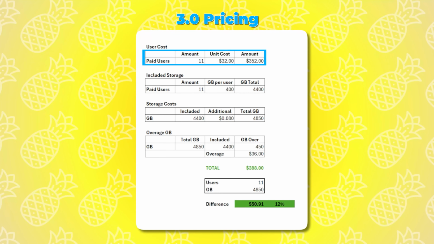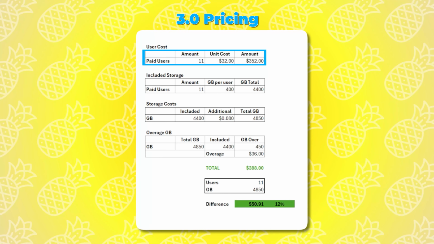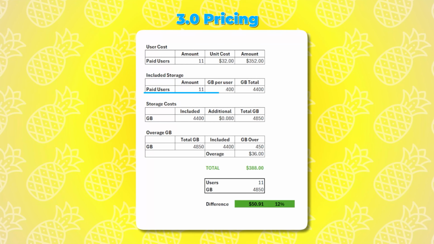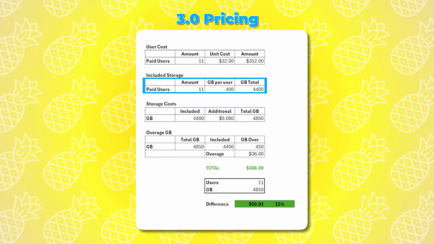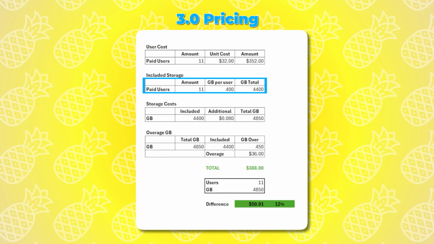First, we look at our user count. Same as before, 11 users, the unit cost is $32 per user. Whoa, that's way more expensive than before, and this is where most people get tripped up. But let's keep going. Remember, in the new pricing, you get space per user account, 400 gigs. So at 11 users, we get 4.4 terabytes. Okay, so that's new, but let's keep digging into this.